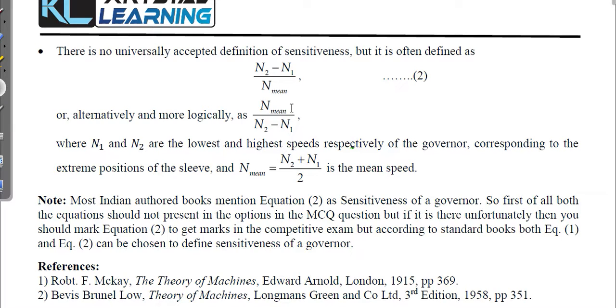According to the foreign authors. Now the question comes that what we will do in a competitive exam. So first of all, both the equations won't come in the options in the MCQ question. If one option is right, then a good examination authority won't give you both the equations in the options. But unfortunately, if it is there, then definitely you have to go for equation number 2, because most Indian authors mention equation 2 as the sensitiveness of governor. Okay, it is clear. But suppose that in an interview it is asked, then which one is correct, then definitely both are correct according to the standard books from where I have made this lecture.